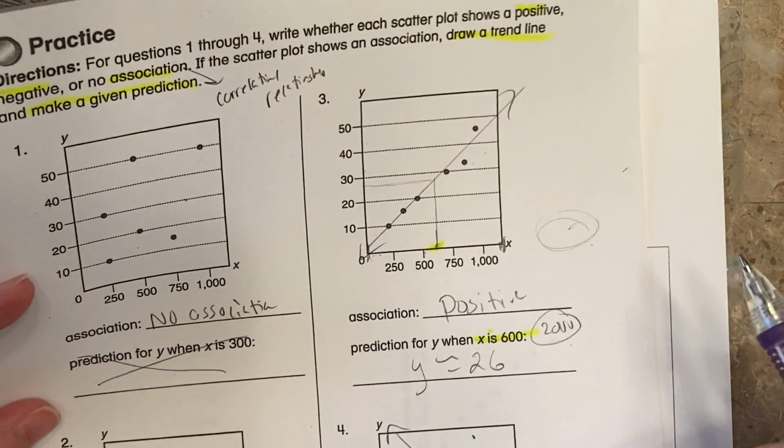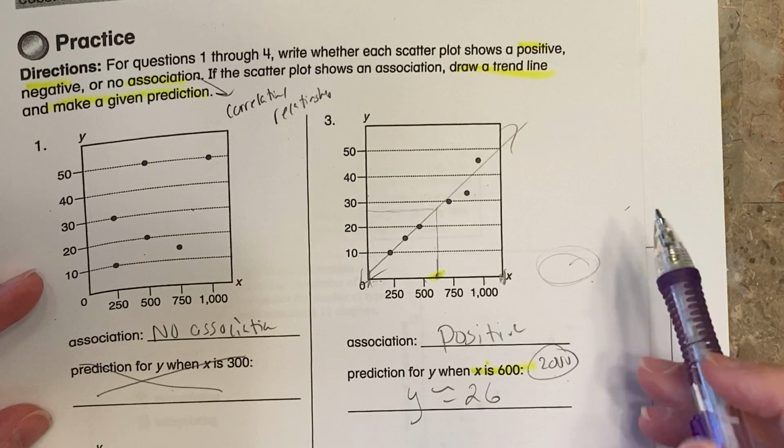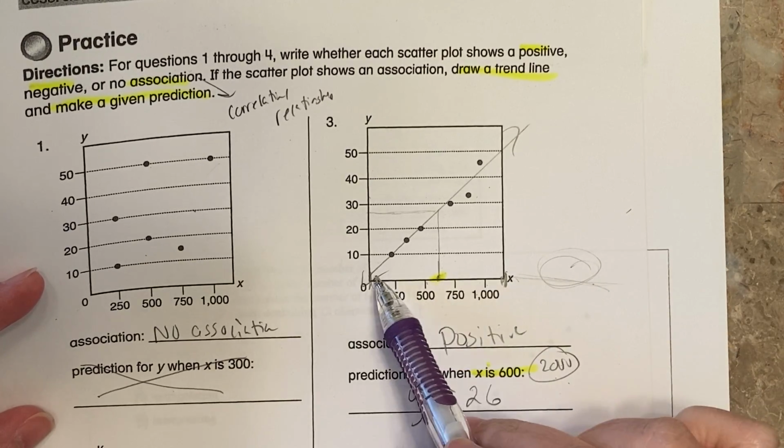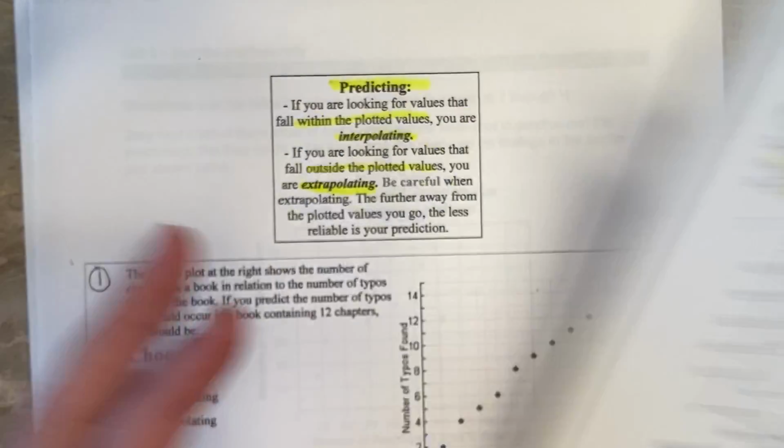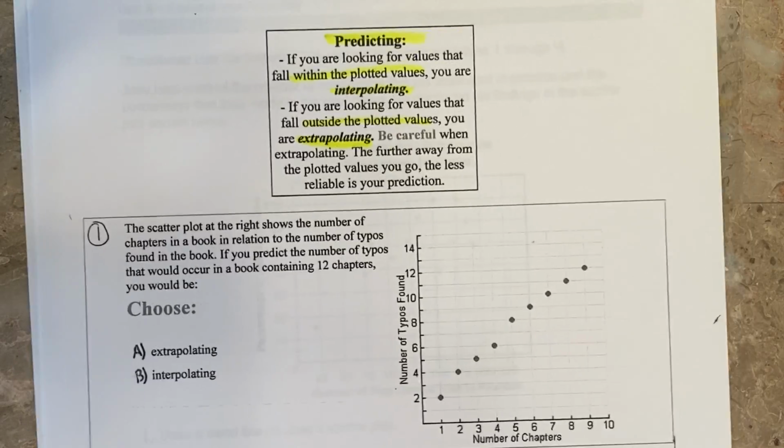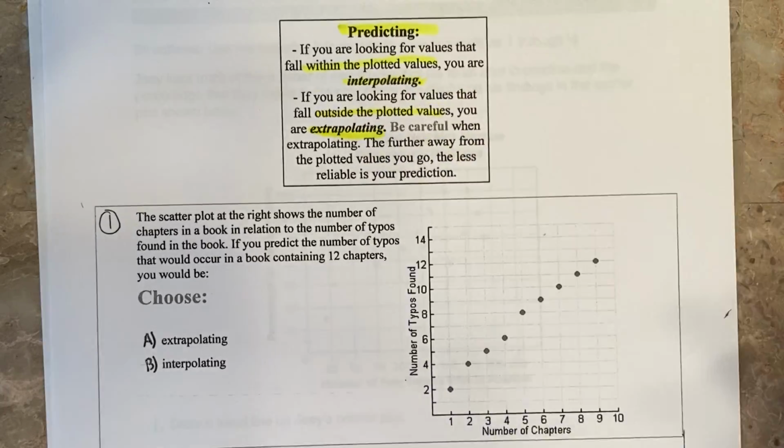What about 3,000, 4,000, 5,000? They're all up to 1,000. None of those numbers are plotted in between those values. So that would be extrapolating, outside. Okay, that's what we're going to practice with now, interpolating and extrapolating.